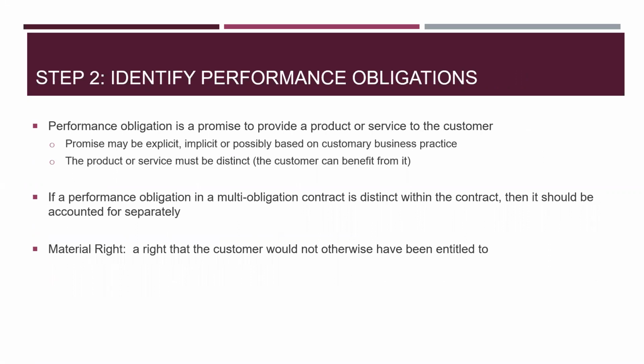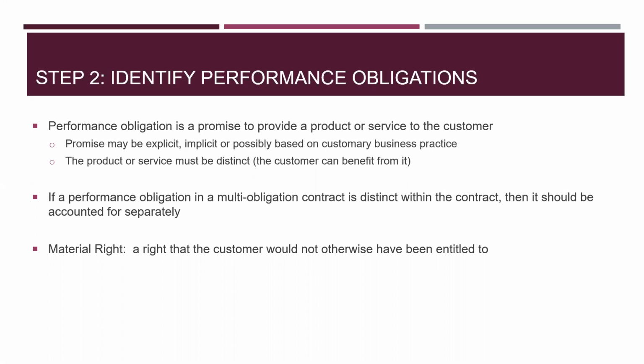Step two is to identify our performance obligations. These performance obligations can be different types of products or services or a combination of products and services. But what determines a separate performance obligation is whether the customer can benefit from those individually or along with the other resources that they have available. Here the promises may be explicit, implicit, or possibly based on customary business practices.